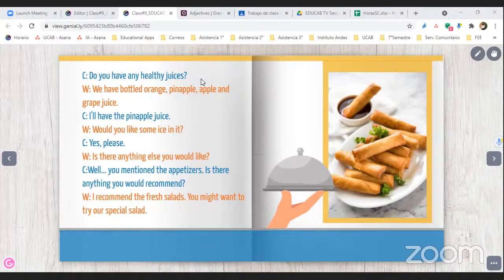Well, you mentioned the appetizers. Is there any you would recommend? I recommend the fresh salads. You might want to try our special salad.